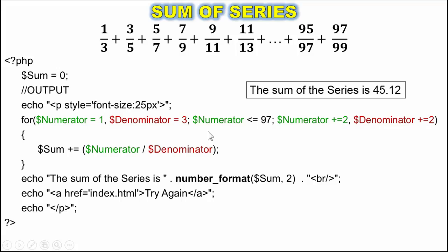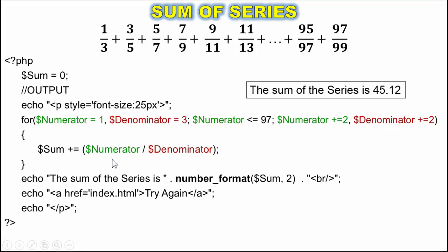The condition that we need to set up is we can test if the $numerator is less than or equal to 97, the last numerator of the last fraction. Or we can also test the denominator if it is less than or equal to 99. It also works. In the body of the for loop, we simply set up the computation of the fraction by dividing the numerator by the denominator and then add it together.